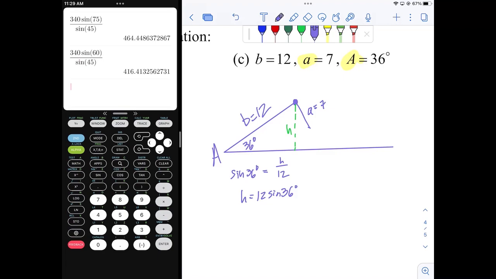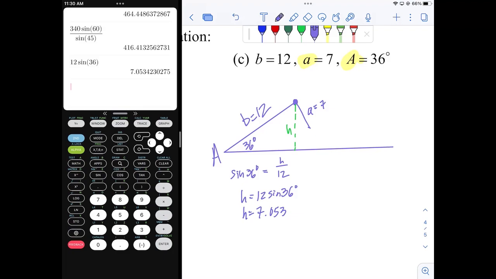All right, I got to figure out what that number is. So I'm still in degree mode, so 12 sine of 36, that's going to be 7.053. Now, what the heck does that mean? That means in order to reach the other side, you need to be at least 7.053 units. What is our swing arm's length? It's only 7. Does it reach the bottom? No.